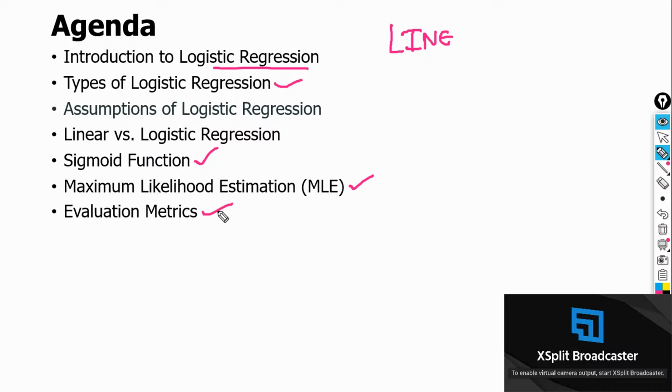Just focus. I'm just giving the overview. Once we complete the theory part today, we'll have a hands-on session. We'll work on a project using logistic regression, implement the concepts of logistic regression and build a model. A logistic regression model will be built on the data in tomorrow's session. So focus and let us get started.